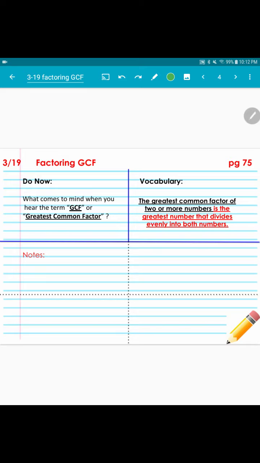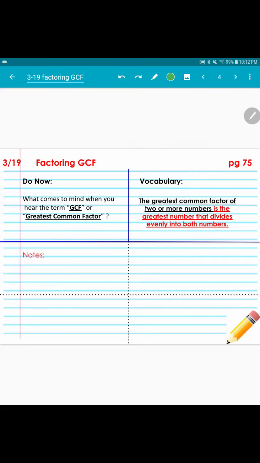So for our do now, what comes to mind when you hear the term GCF, or greatest common factor? I'm hoping that this is something that you remember, or you maybe don't remember the definition, but it comes to mind like, oh, I've heard that word before. Okay, so a GCF is the greatest common factor. And what that means is, for 2 or more numbers, it's the greatest number that divides evenly into both of those numbers.